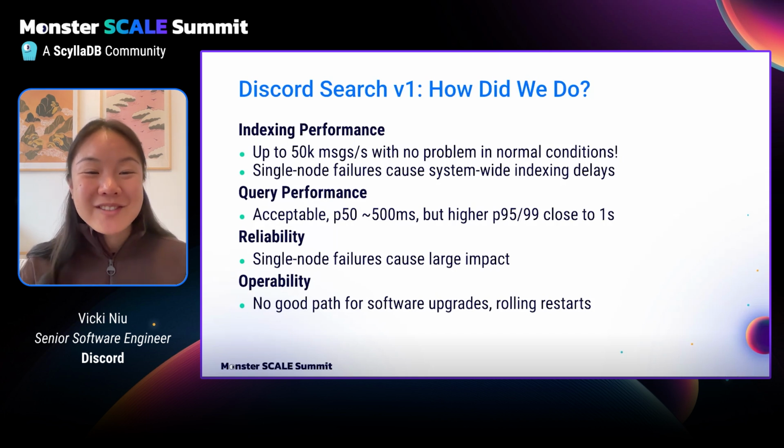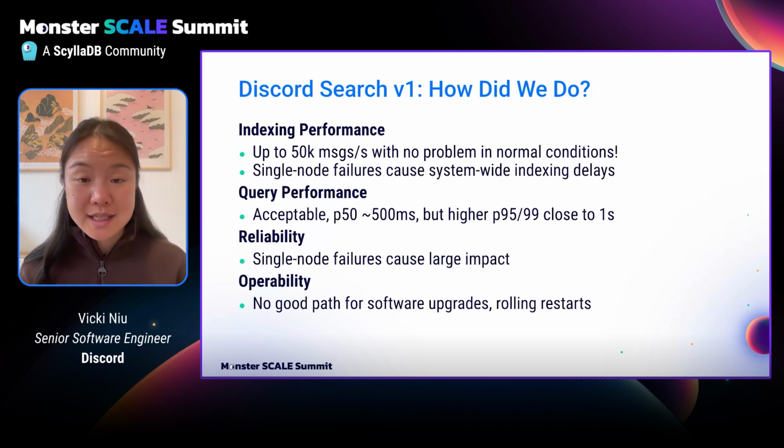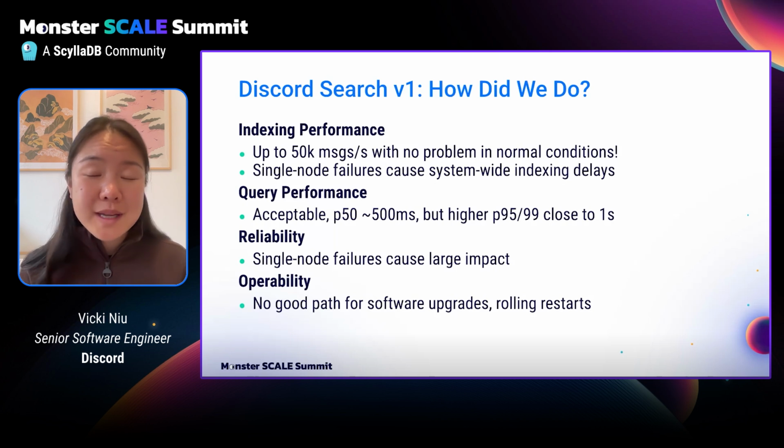So now that we understand how the V1 of Discord search works, we can take a look at how we did. Overall, the system performed pretty well. We were able to handle indexing up to 50,000 messages per second with no problem under normal conditions. Unfortunately, our system proved to be pretty brittle to single node failures, so a single Elasticsearch node failing could cause indexing delays across the entire system. In terms of query performance, we also had pretty good, but not super great, query performance. Our medians were around 500 milliseconds, but P95 and P99 crept closer to 1 second.